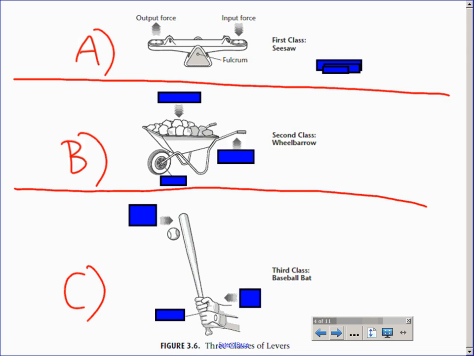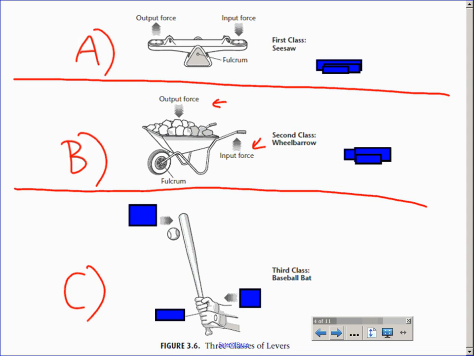How about a wheelbarrow? Can you identify the fulcrum? Now, which one do you think is the input? Is this the input? Or is that the input? I wonder. There's your input. So this must be the output.